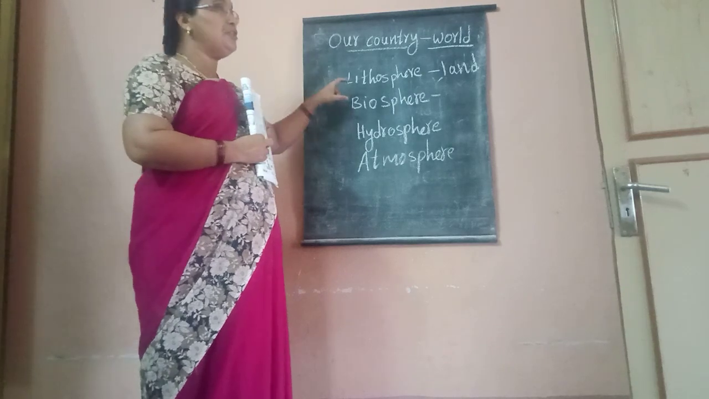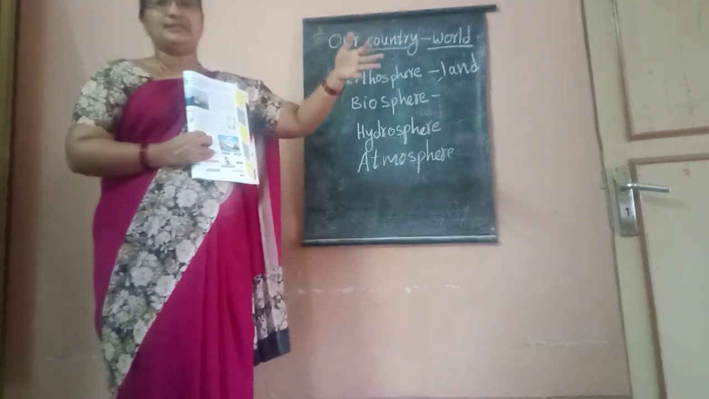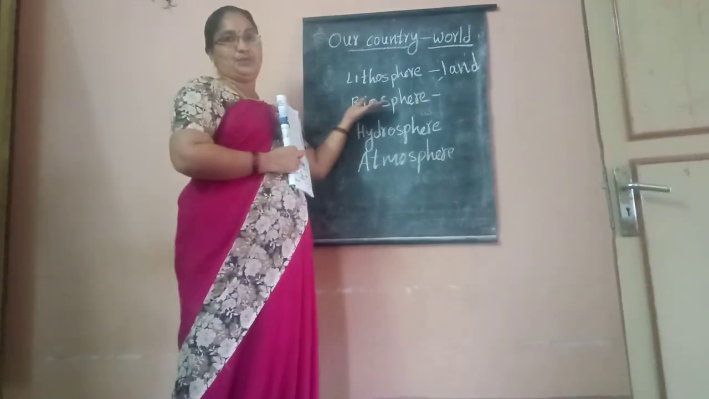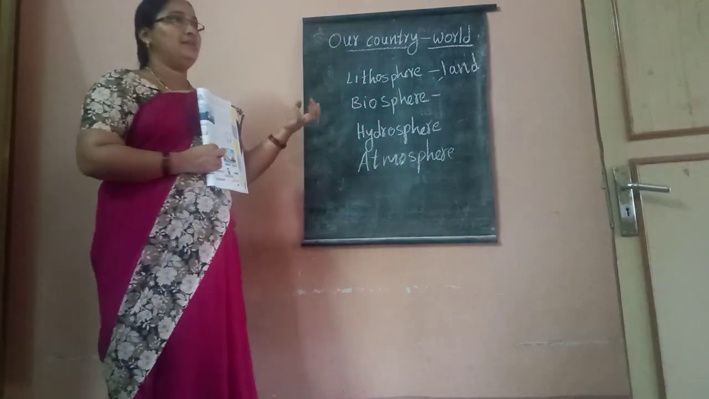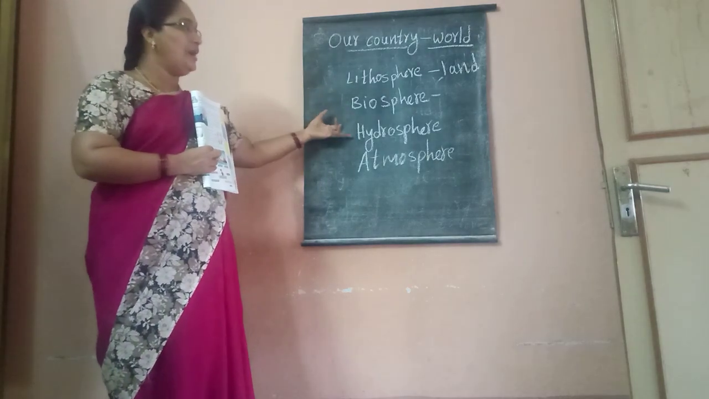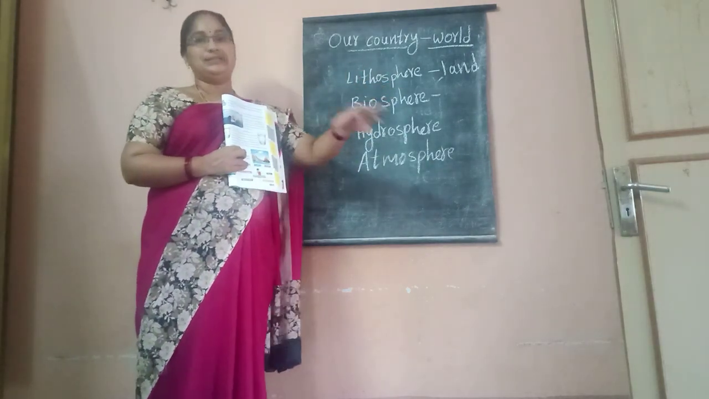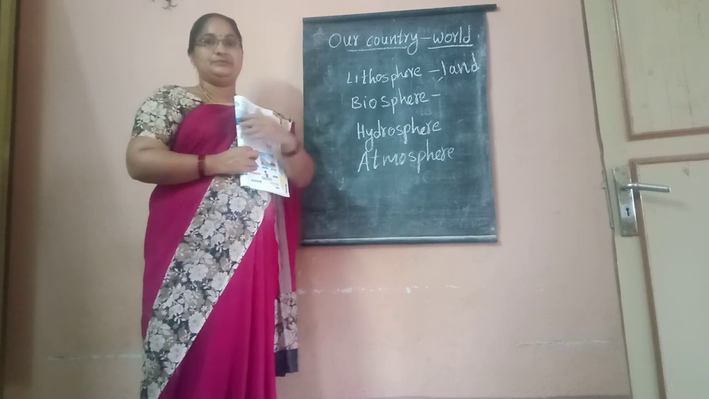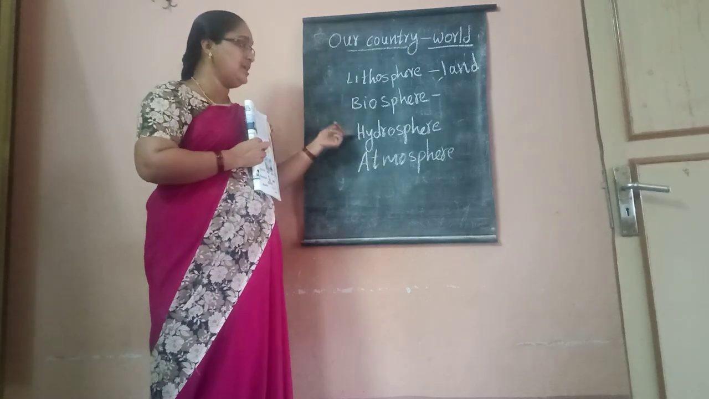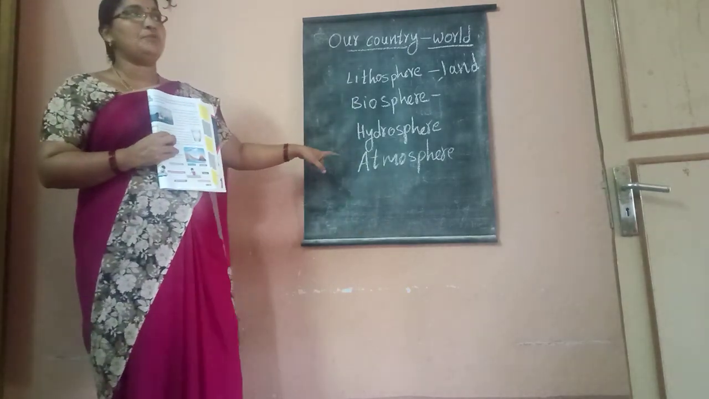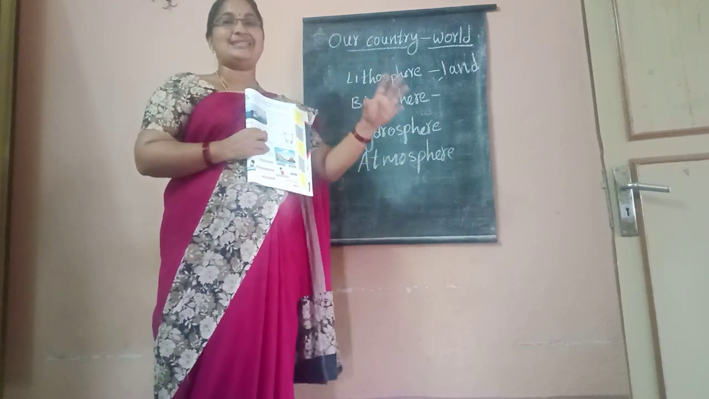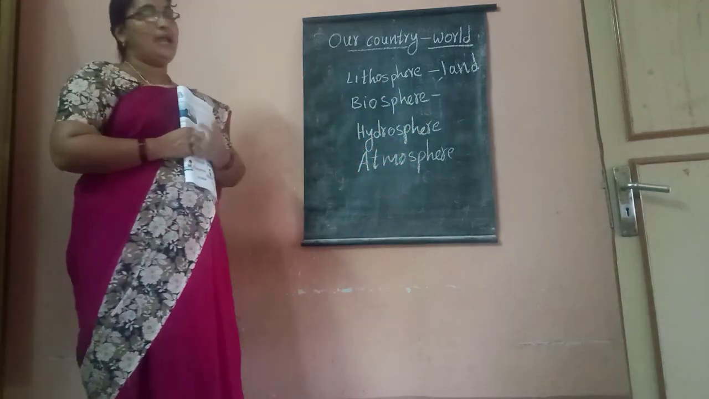Okay, biosphere means the living organisms, where life is existing on the earth. Where living is existing for the organisms is called the biosphere. Hydrosphere means water on the earth. Water in the oceans, seas, lakes, rivers, all this comes under the hydrosphere. Atmosphere means air around our planet, or the layer of gases around our planet.